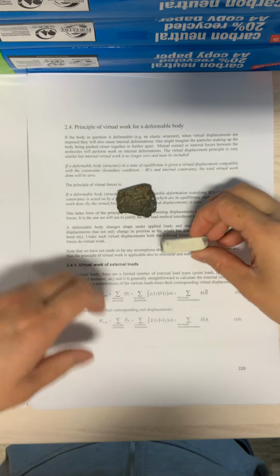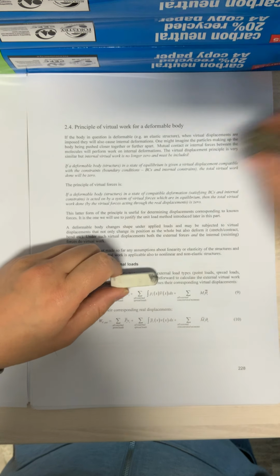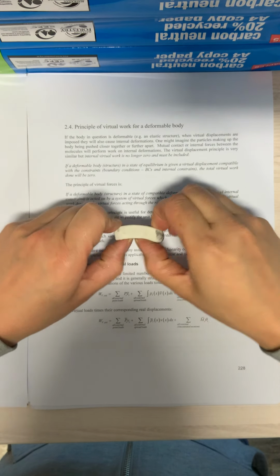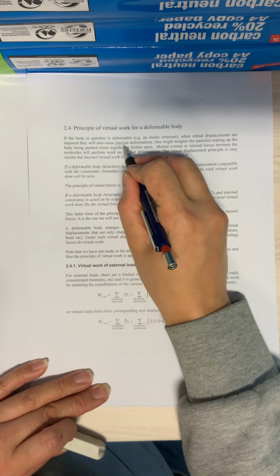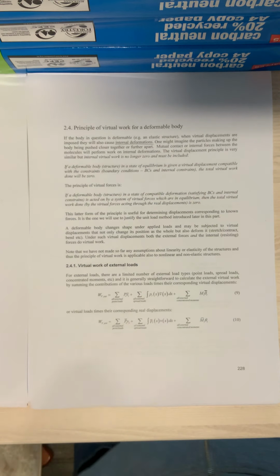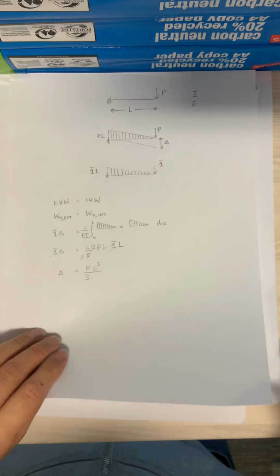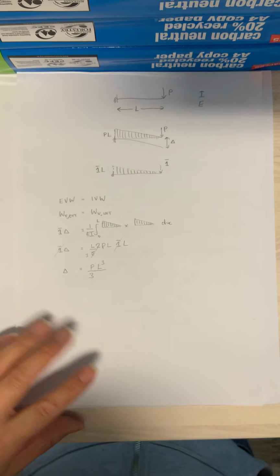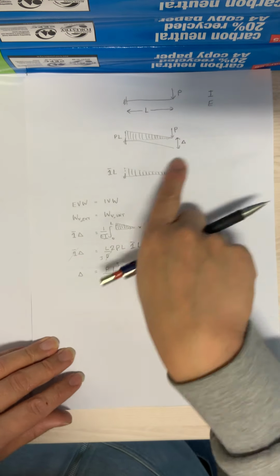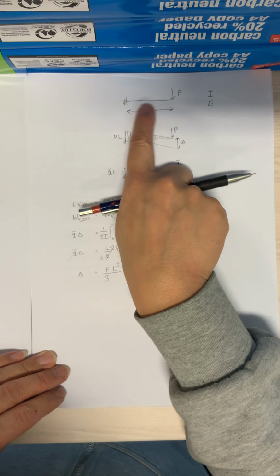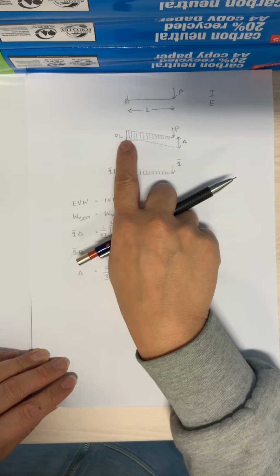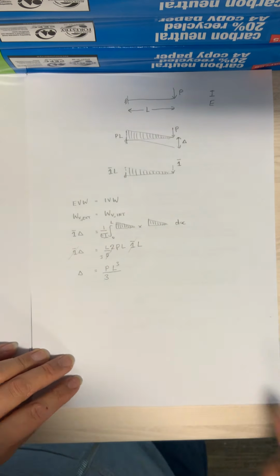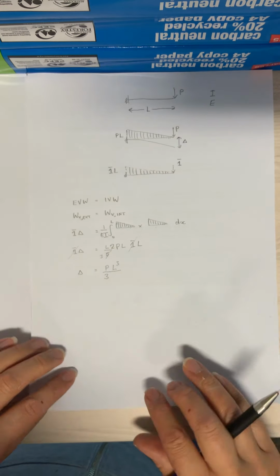So if the body in question is deformable, when the virtual displacements are imposed, they will also cause internal deformations. Okay? So if we went back to the example that we just showed, when you've got your cantilever, it's not a rigid body, it's an elastic body, so there will be some internal deformations. Otherwise it wouldn't deflect.